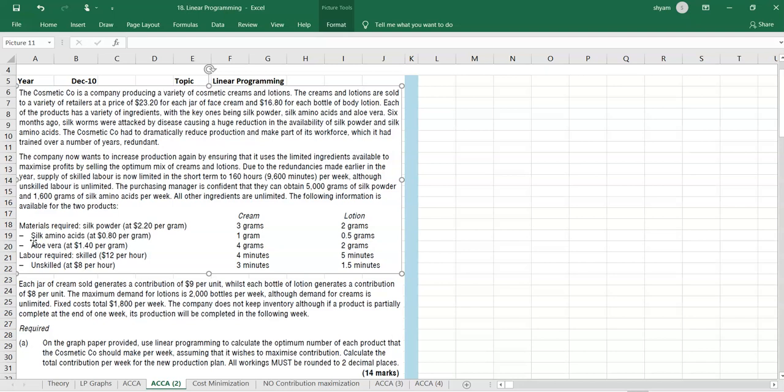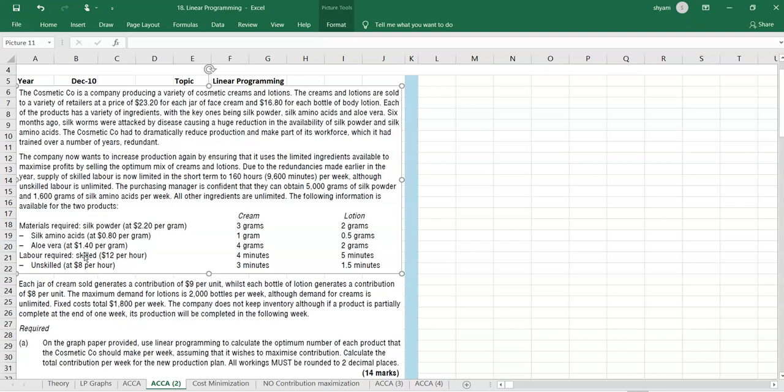Apart from that, the second one is silk amino acids at 0.8 dollars per gram. 1 gram and 0.5 grams are required. The availability is 1,600 grams of silk amino acid. Aloe vera, again, is 4 grams, 2 grams. As he has said that all other ingredients are of unlimited availability, aloe vera is not a constraint factor. You don't even need to write it in the equation formation.